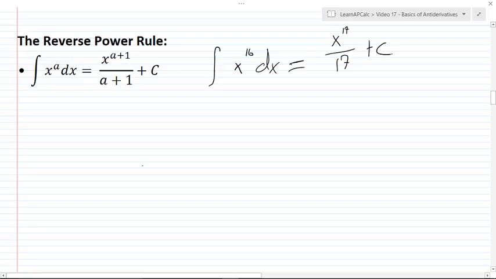Okay, and that makes sense because if we take this derivative, we get x to the 16th, which is what we're looking for, all over 17, but we remember the power rule. These cancel out, and we're just left with x to the 16th. And then taking the derivative of c is always just 0.